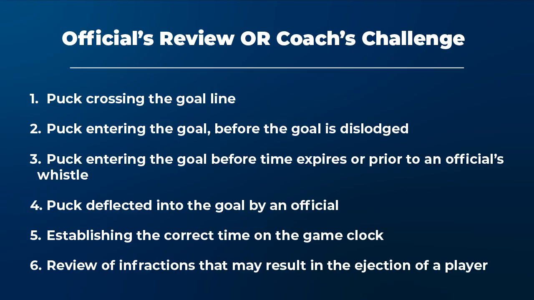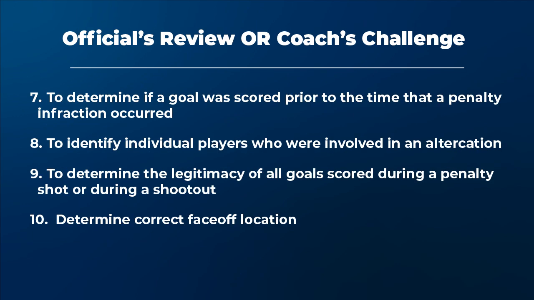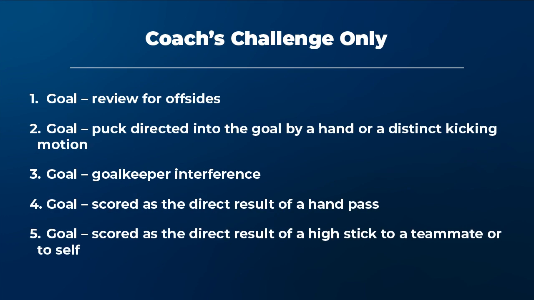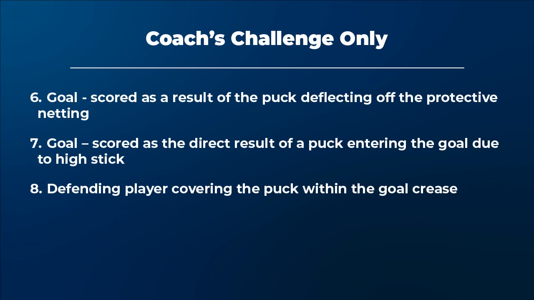All right, so the first thing that we have to do when we have an infraction on the ice is determine if the coaches can challenge or the officials can review it themselves. As you can see here, there are 10 items that officials can review or coaches can challenge. After that, there are 8 items that a coach can challenge, but officials cannot look at on their own. So these are the items that have to be looked at by the coach's challenge, or officials can look at without the challenge.